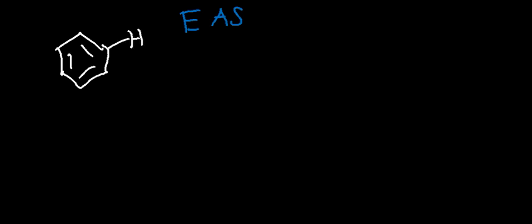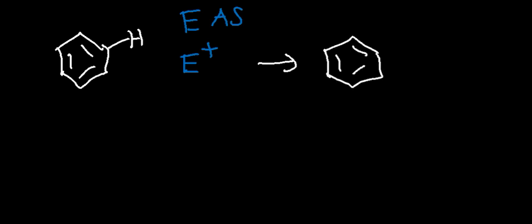Now, the next thing we're going to go over is we're going to make a distinction between electrophilic aromatic substitution reactions and nucleophilic aromatic substitution reactions. So EAS, that's going to stand for electrophilic aromatic substitution reactions. In this reaction, a hydrogen will be replaced with an electrophile. So therefore, it's called electrophilic substitution. We replace a hydrogen atom with an electrophile. And it's aromatic because we're dealing with aromatic rings like benzene.